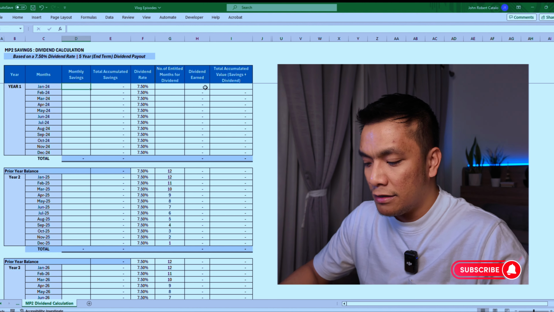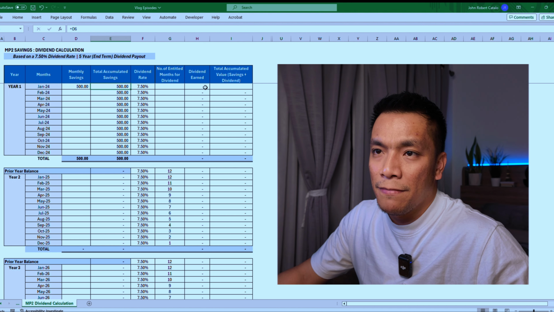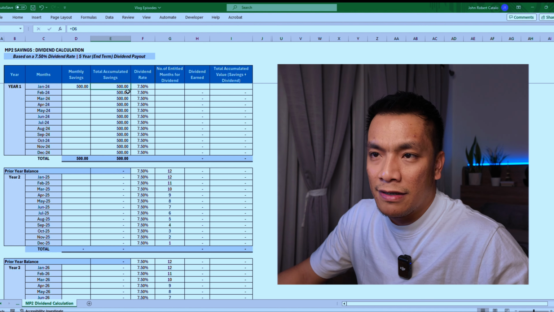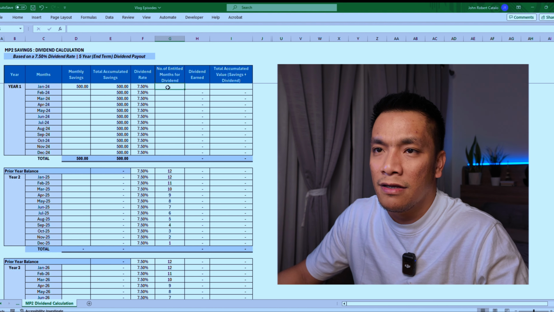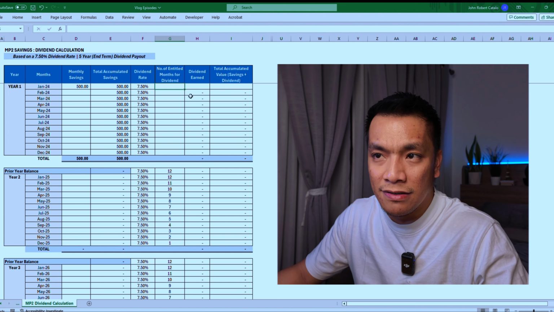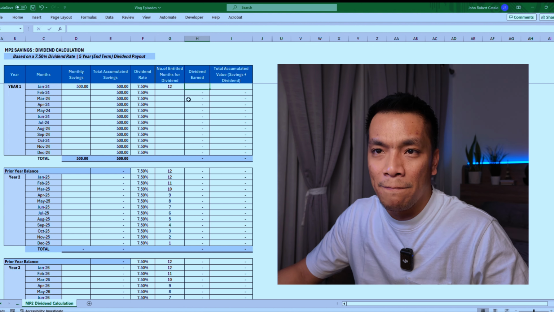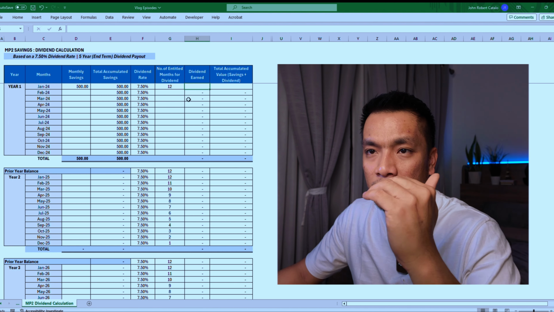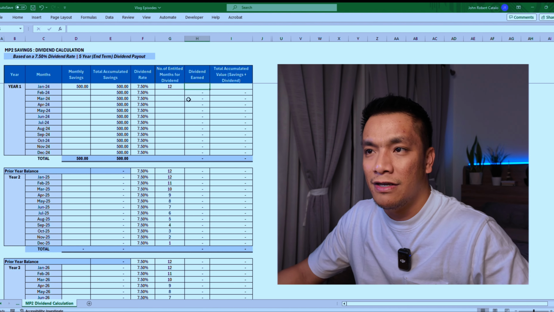So, okay, umpisahan natin. Let's assume that on the month of January, maghuhulog ka ng 500 pesos. So, mag-automatic lang yan kasi naka-formula yan. And with the dividend rate of 7.5%, yung hulog mo ng month ng January ay entitled siya ng 12 months na dividend rate. So, lagyan natin 12 months. So, bakit 12 months? Kasi nga, if you're going to count from January to December, that would be 12 months. So, you're entitled for the whole year for the dividend.